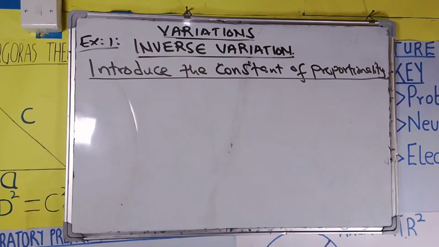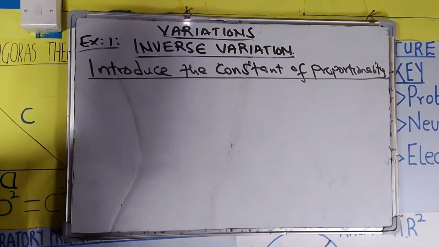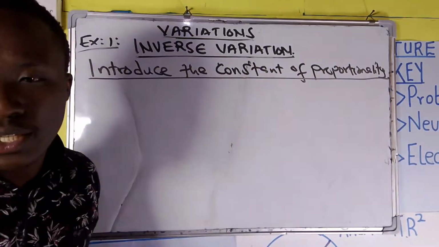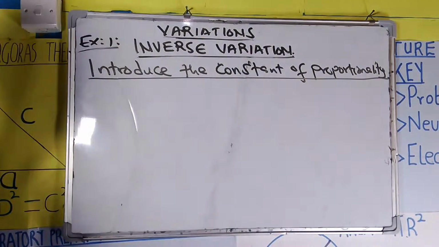I'm seeing we are 5 left. Na tulikuwa 9. I hope we are not tired. Do we continue? Tuendelee. Introducing of proportionality.